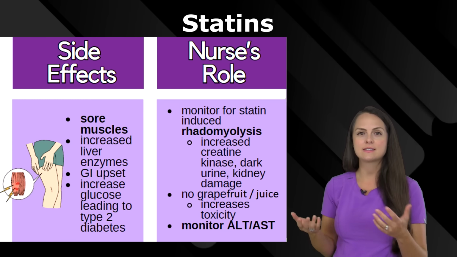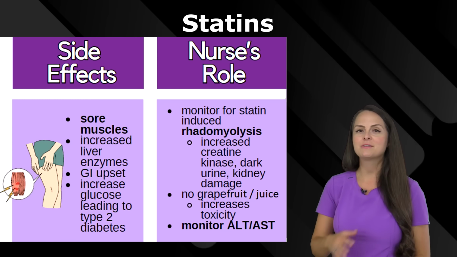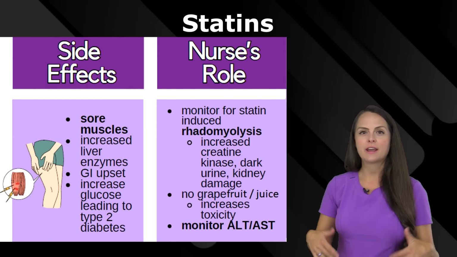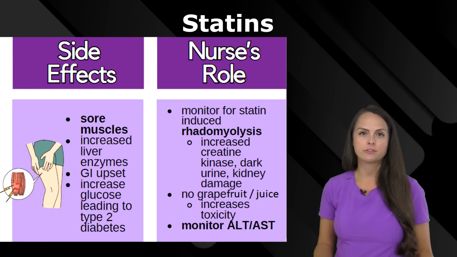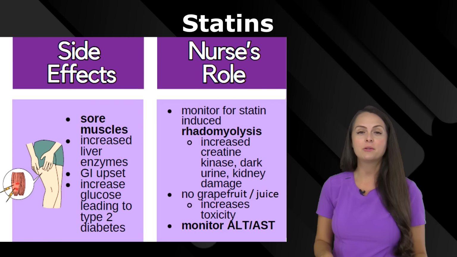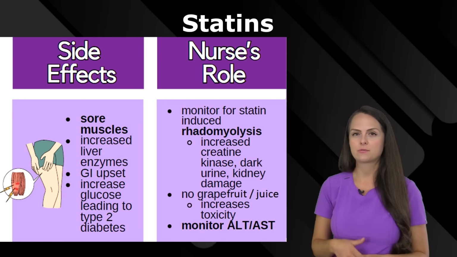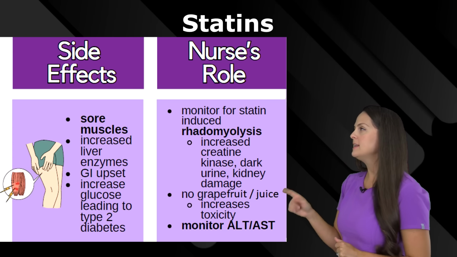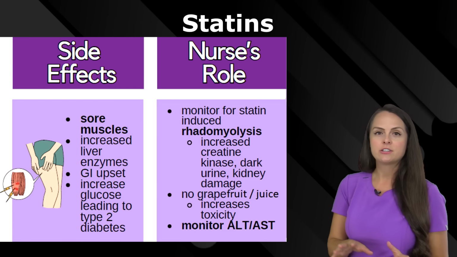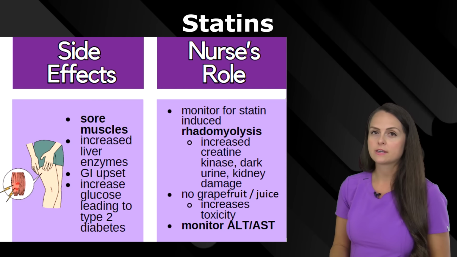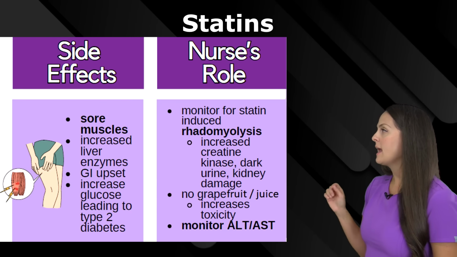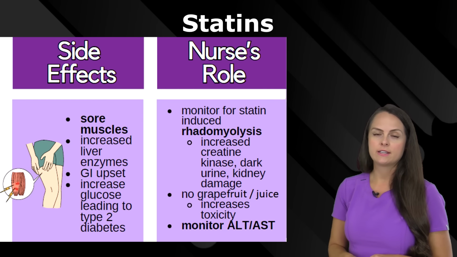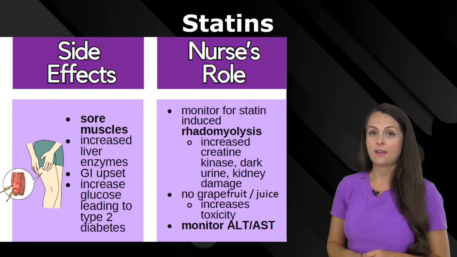Inside your muscles is a substance called myoglobin. When that goes into the bloodstream, eventually everything in your blood has to go to your kidneys to be filtered. Well, your kidneys don't like myoglobin, and it stresses them out. So what happens is that it damages the kidneys, and that's why you get the dark urine. So you want to be monitoring for that. In addition, make sure the patient doesn't take this with grapefruit juice. It can lead to increased toxicity, and monitor those liver enzymes like the ALT and the AST.